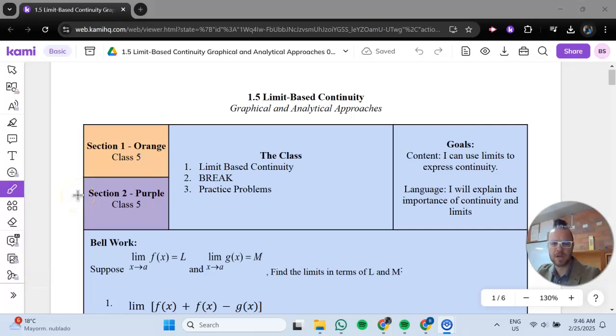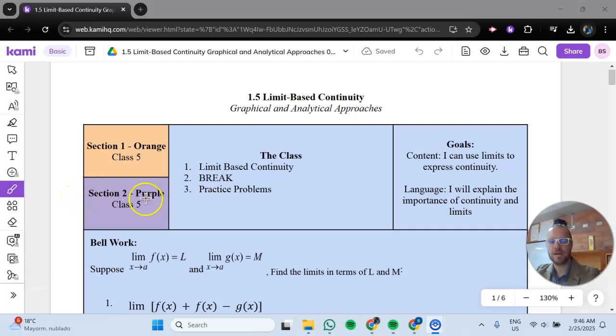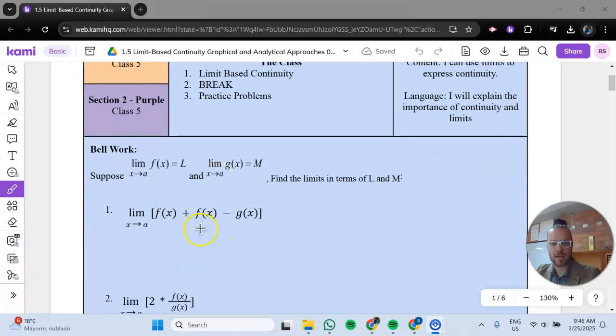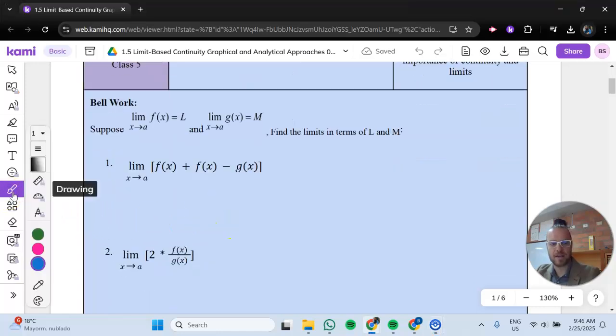All right, guys, to finish up this unit, we're going to look at limit-based continuity. So as always, as we begin here, give the video a pause if you haven't had a chance to try it, so that we can then go through the bell work here, okay? And if you've already done it, awesome. Check and see if you did it right.